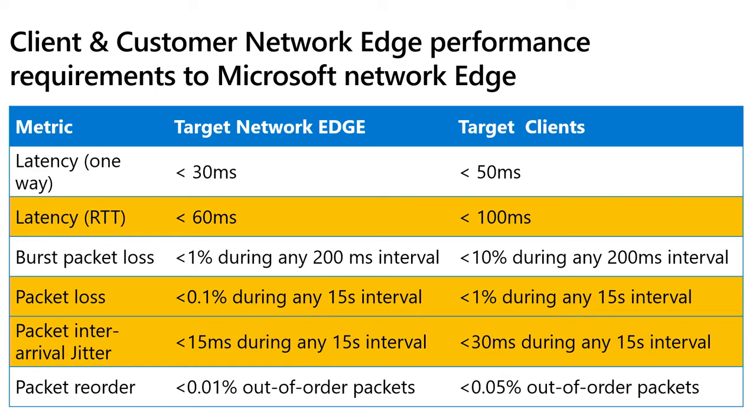Microsoft takes care of the rest of that network. Of course, packet loss should not be high, right? We don't really like packet loss. And jitter inter-arrival of packets should be under 30 milliseconds.